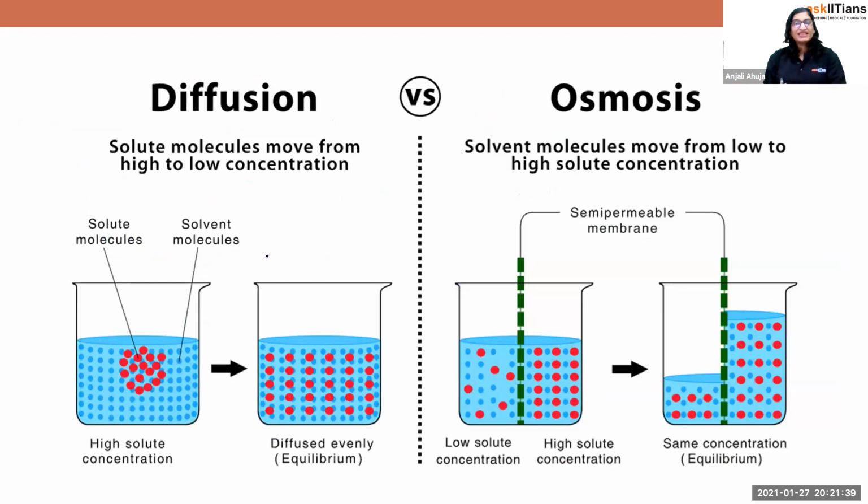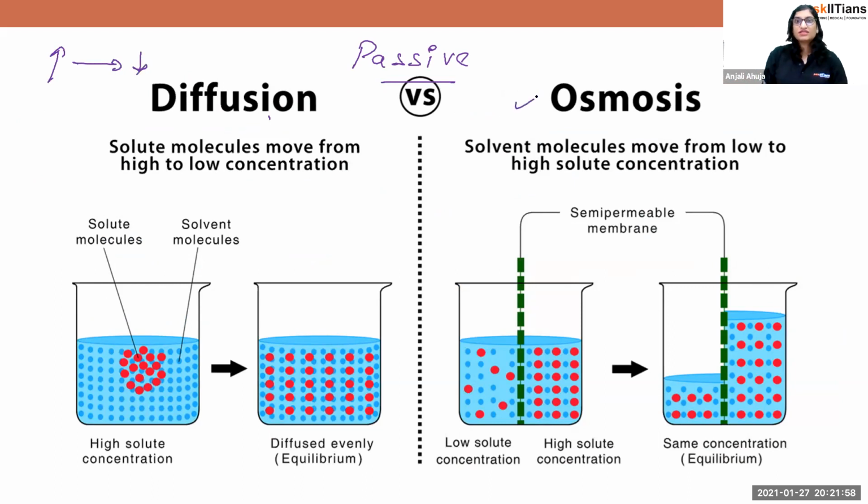Now guys, diffusion and osmosis. Let me tell you, diffusion and osmosis, they both are types of passive transport. Here, no ATP is needed, no energy is needed. In both cases, molecules are moving from high to low concentration. One difference is there.